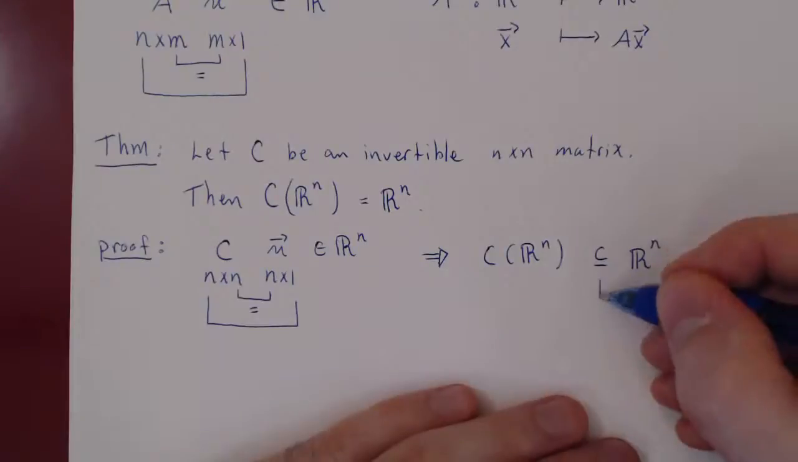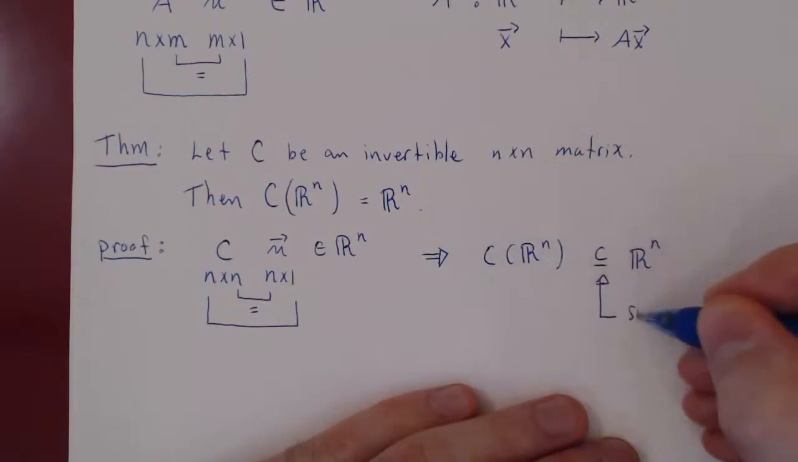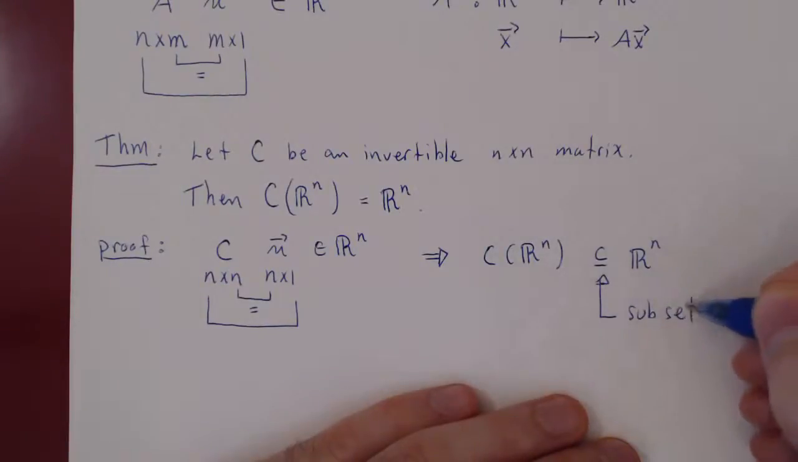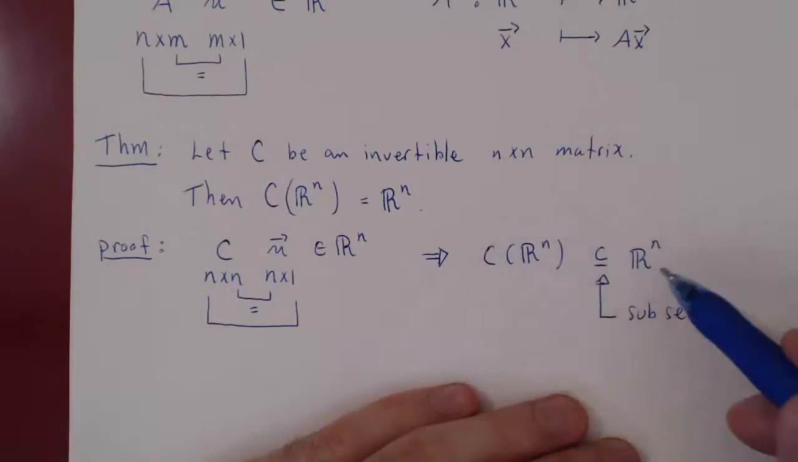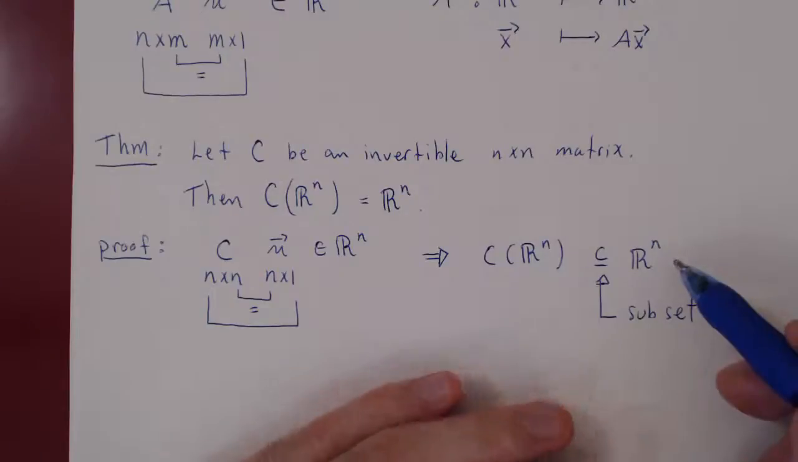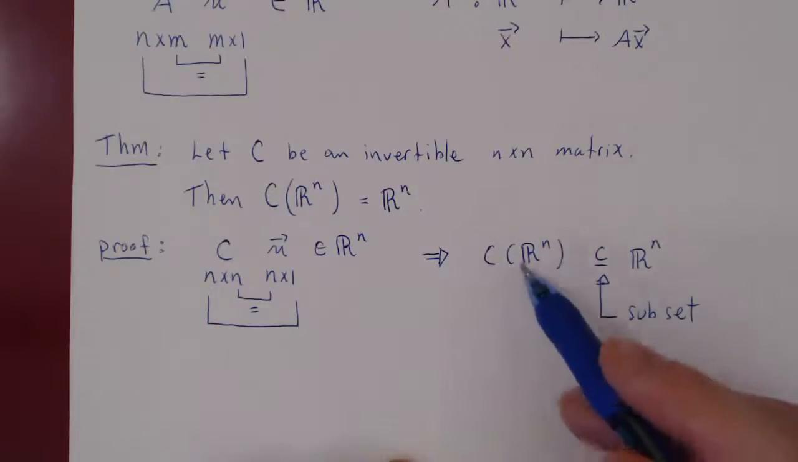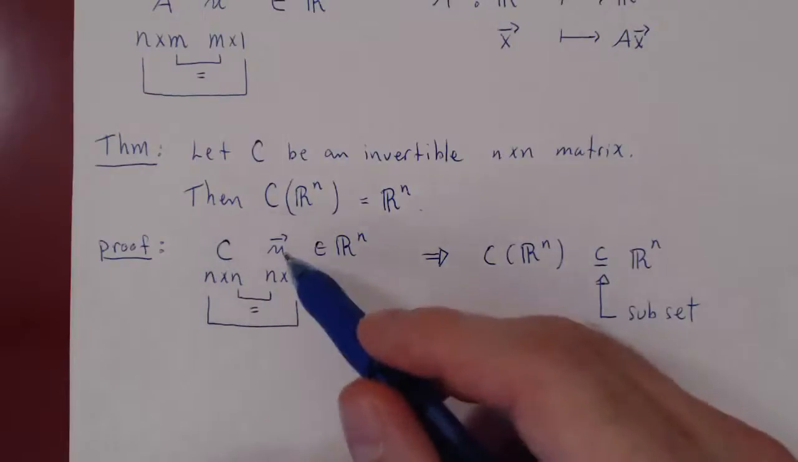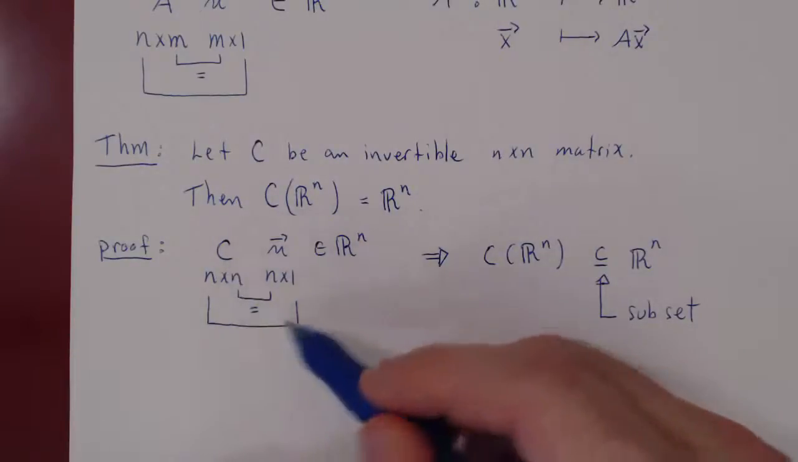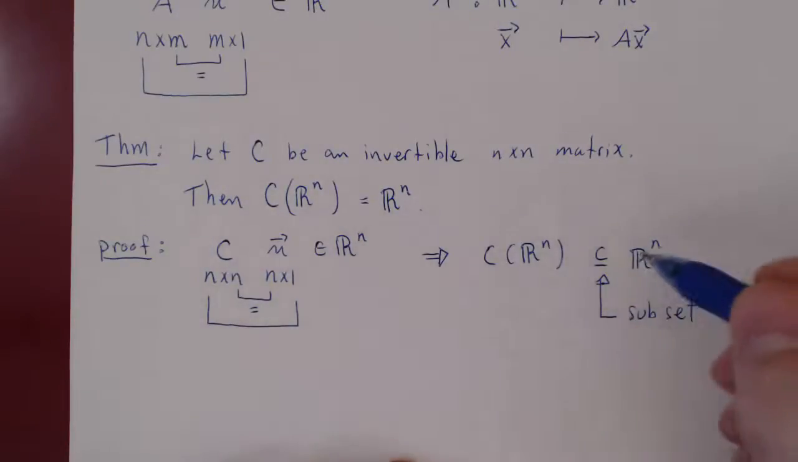If you haven't seen this notation before, it means subset, which means that every element in here is an element in here as well. And you can see the elements in here are the vectors in Rn multiplied by C. But if you do multiply a vector in Rn by C, the result is also a vector in Rn, therefore it lies in this set as well.